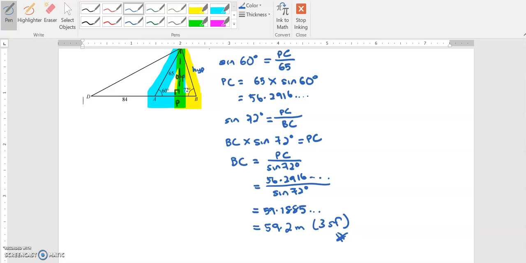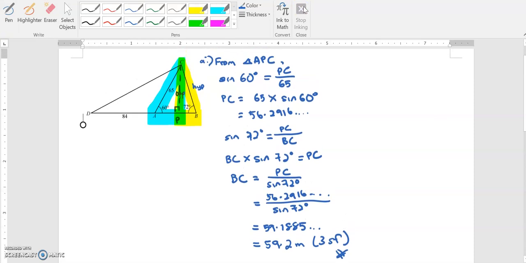Alright, that is part A1 for you. Looks complicated, but actually not if you follow through with the trig ratio that you want. And in order for you to find the trig ratio that you want, you have to note what sides you actually have or what angles you actually have. Now let's look at part A2 then.